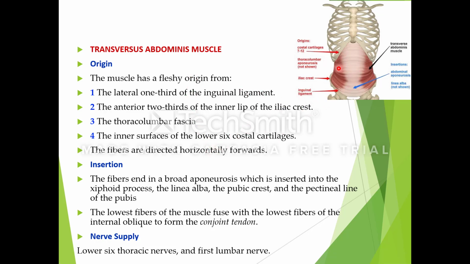Then the fibers are directed horizontally forward. The fibers end in a broad aponeurosis which is inserted into the xiphoid process and the linea alba and the pubic crest and the pectineal line of the pubis. Again, it is revised that the conjoint tendon is formed by the lower fibers of the internal oblique and the lower fibers of the transversus abdominis muscle. Same is the nerve supply, the lower 6 thoracic nerves and the first lumbar nerve, that is T7 to T12 and L1.